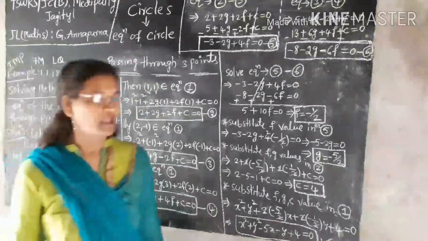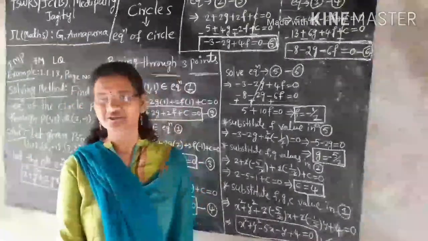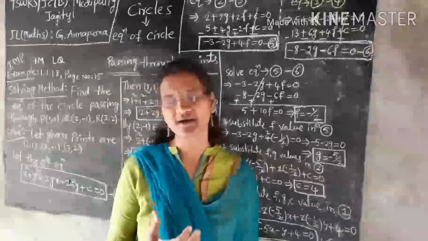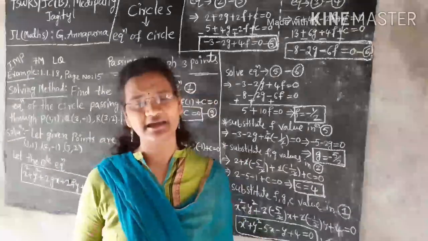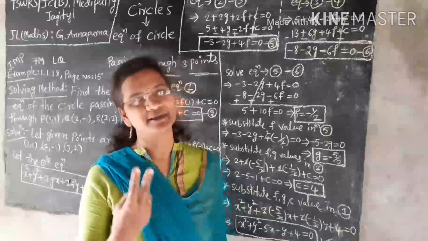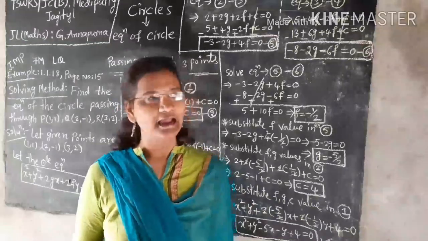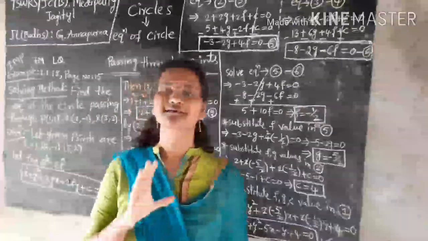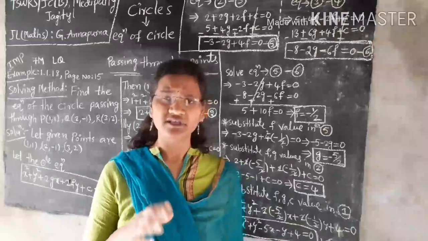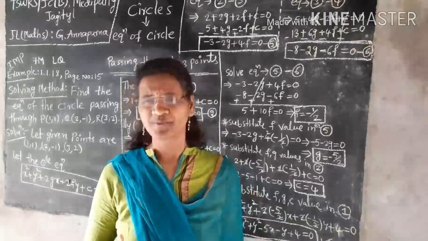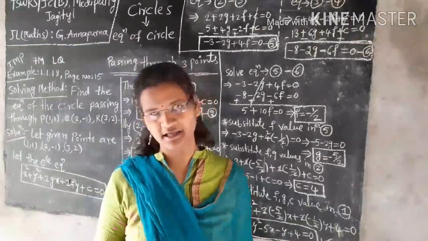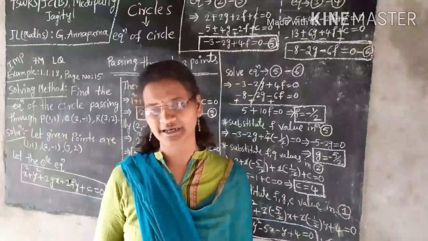This is about a circle passing through 3 points. If one circle passes through 3 points, we have 2 methods. One method is according to the formula, and the other is this solving method. Which method is comfortable for you? You can choose it in your final examination. That is your comfort.